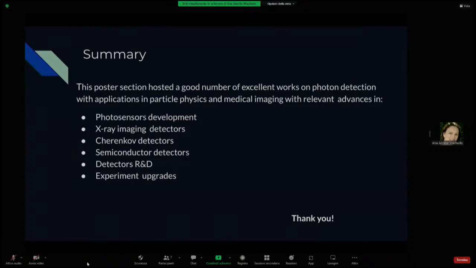So in summary, this poster session hosts a good number of excellent works on photon detection with applications in particle physics and medical imaging, with relevant advances in photosensor development, X-ray imaging detectors, Cherenkov detectors, semiconductor detectors, detector R&D, and experiment upgrades. Thank you.